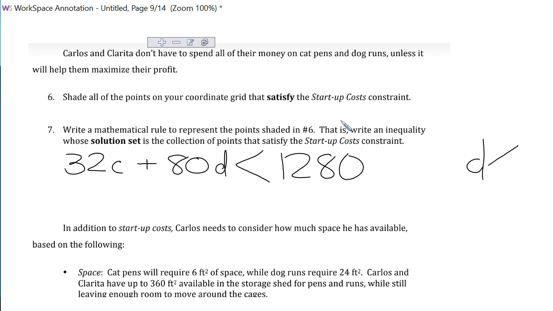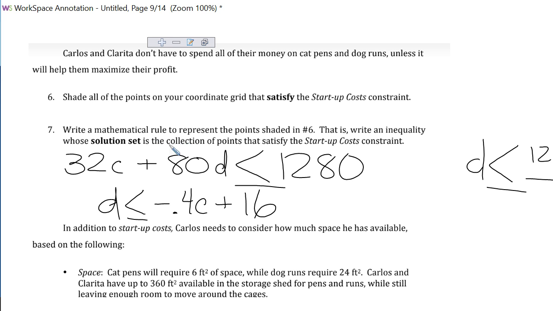Or we could go back to when we solved it for D, and we can say D has to be less than $12.80 minus 32C divided by 80. Finally, I would also take that D is less than or equal to, or equal to, right? So we can be equal to that. And that was negative 0.4C plus 16. All of those are correct. Okay? You only have to write one of them. Any one of those would be correct.